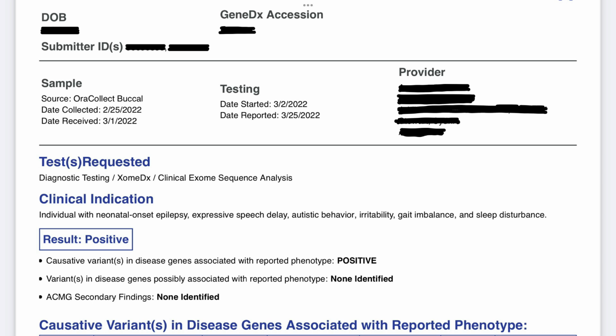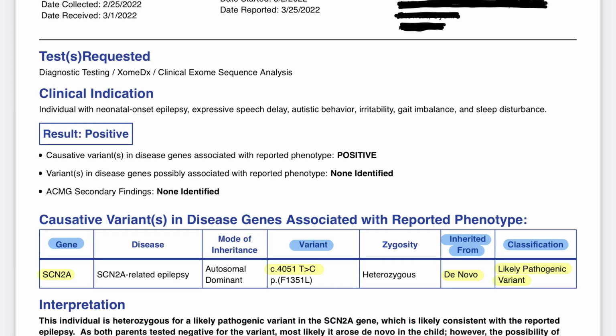The information about this variant will be found in the box a little bit further down on the report, and this is what it will look like. A few important things are going to be listed in this box. We are going to have the gene that was found, the associated disease, the mode of inheritance, the variant that was found, the zygosity, inherited from, and classification. And I'm going to go through what all of those mean.